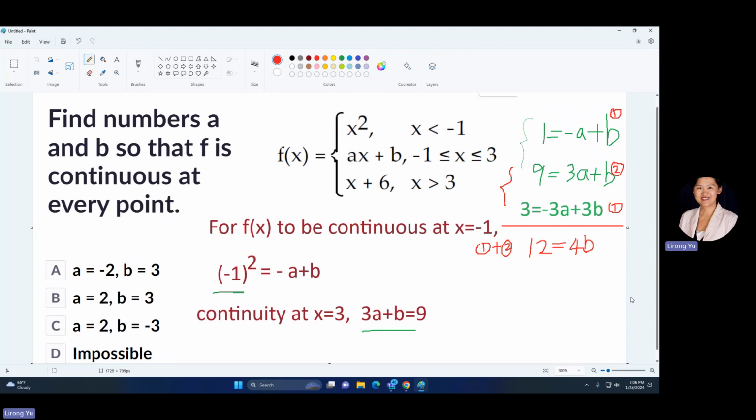5 by 4, so B equals 3. Once we have B equals 3, how do we solve for the other variable? We have one number. Just plug 3 into the original problem. Okay, so we can plug into the first equation to solve for A. So this is the overall steps for how we solve this kind of question.